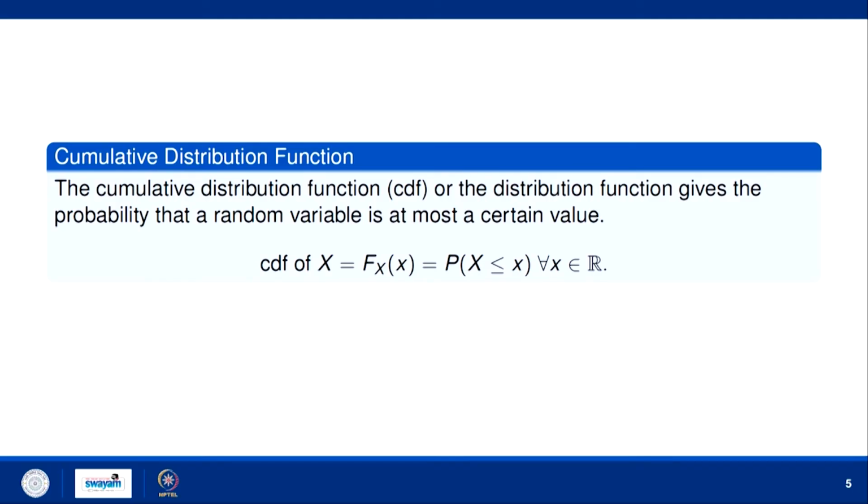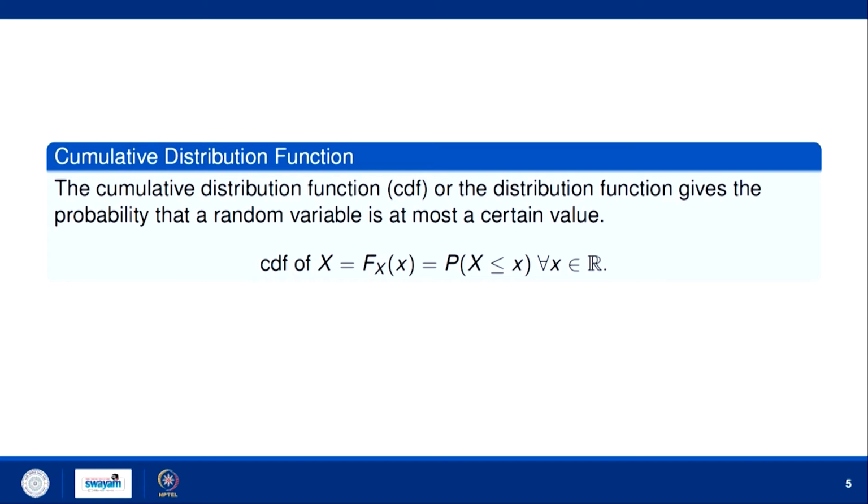Now what is cumulative distribution function, CDF? The cumulative distribution function CDF, or the distribution function, gives the probability that a random variable is at most a certain value. See, we are having a small x. So the probability that the random variable is less than or equal to small x is simply the CDF of that x, okay, for every x in R. So that is how we can define CDF.